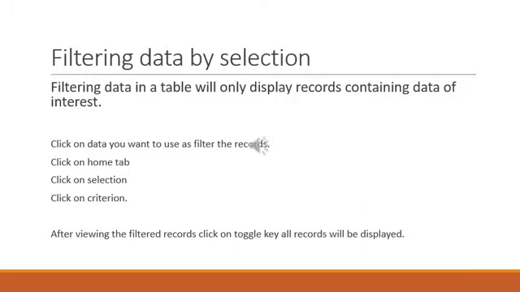With filtering, only those records will be shown which are of your interest, or you can filter your data according to your choice. The procedure is given. Click on the home tab, go on selection, then click on criteria and give the criteria. Once you have seen the records according to the selection given, you can press the toggle key to display all the records once again.